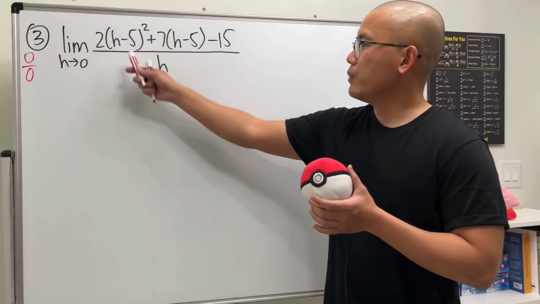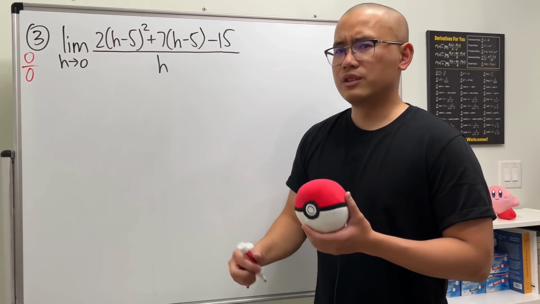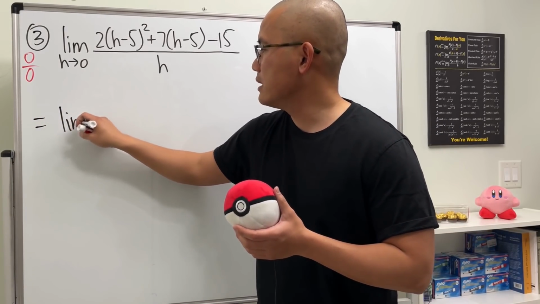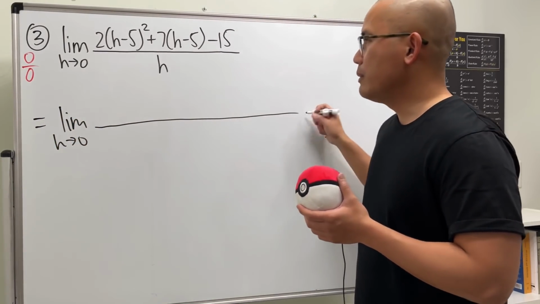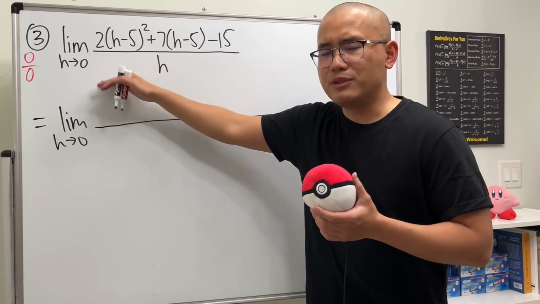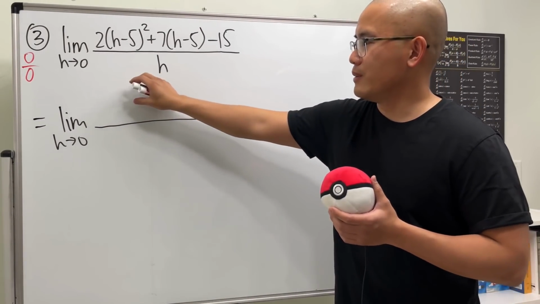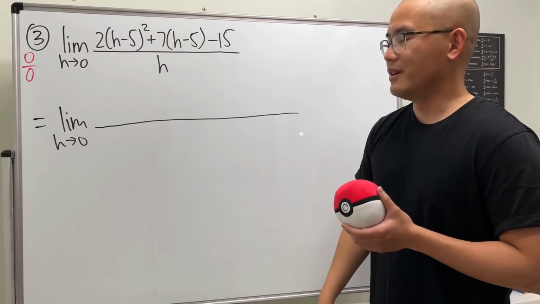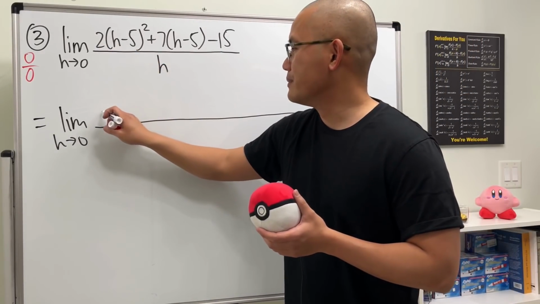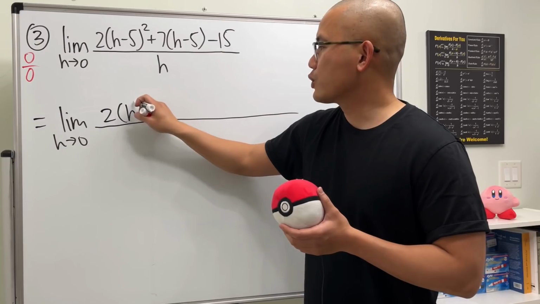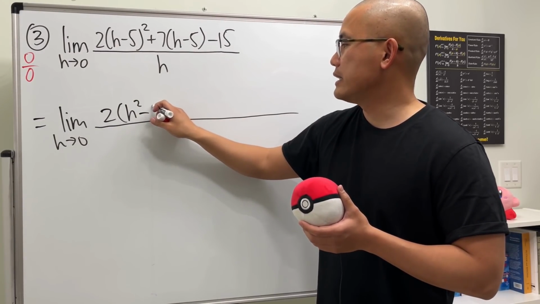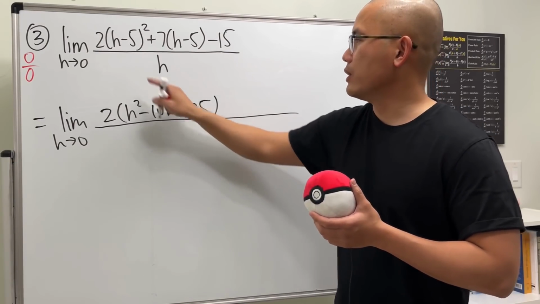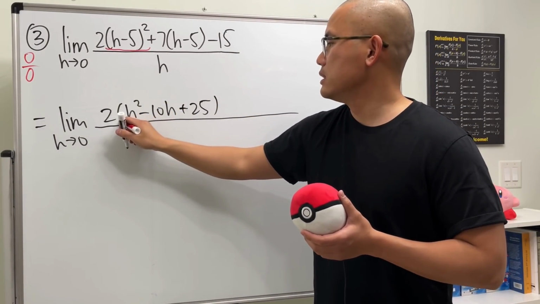So let's see. Here we have h minus 5 squared, so we can just multiply it out, right? Let's go ahead and do that. Here we are going to get the limit as h approaching 0. And you might notice that I purposely leave some space right here because I'm just going to write down the results on the top, and then hopefully it's enough space and then we can just work out the computation. By the way, here we have 2 times. Open this, we get h squared minus 2 times this and that, which is 10h, and then we add the 5 squared, so we get 25.